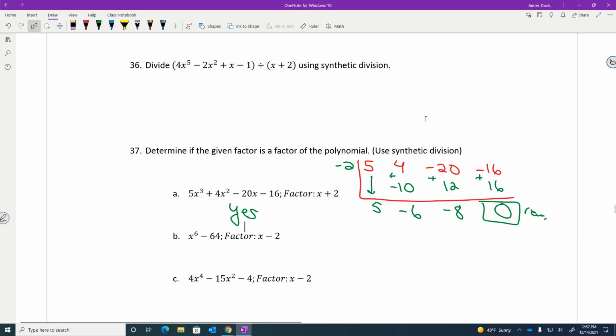So 36 is very similar, except you don't have to determine if it's a factor now; you're just going to divide using synthetic division. But the thing to watch out for is that there's no third or fourth power. So it's like 0x to the fourth, 0x to the third. When you do this, you have to put some placeholders in. So we have 4, 0, 0, -2, 1, -1. And the same would be true for these two.